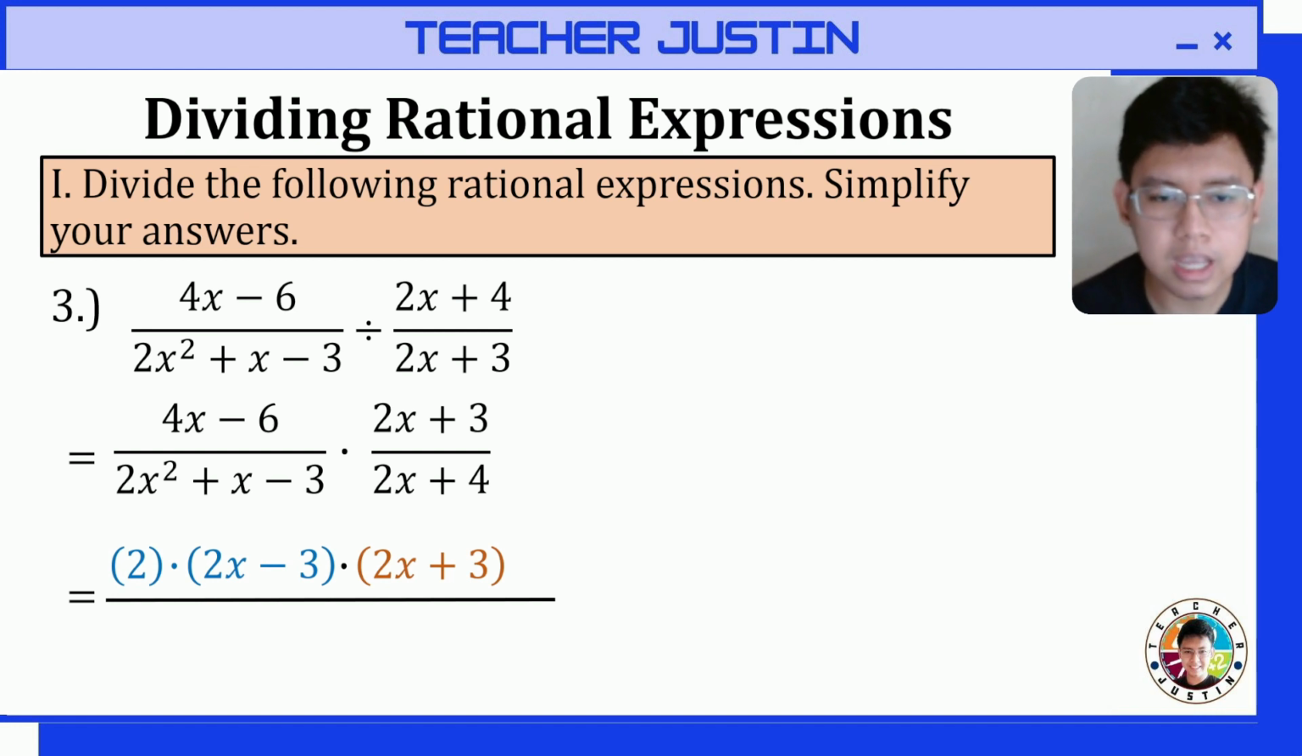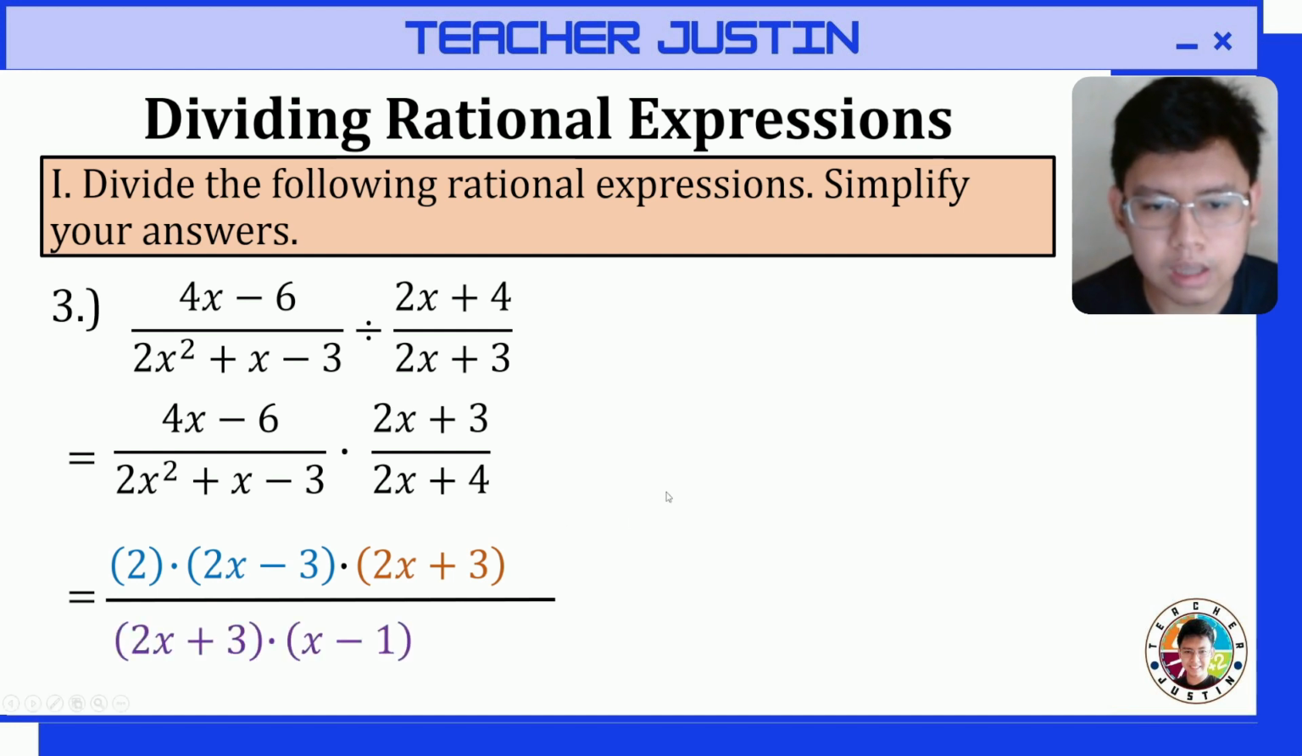Now, for the denominator 2x squared plus x minus 3, let's apply factoring quadratic trinomial case number 2. That will be 2x plus 3 times x minus 1. Then, let's factor 2x plus 4. It has a common factor of 2, and the other factor will be x plus 2.